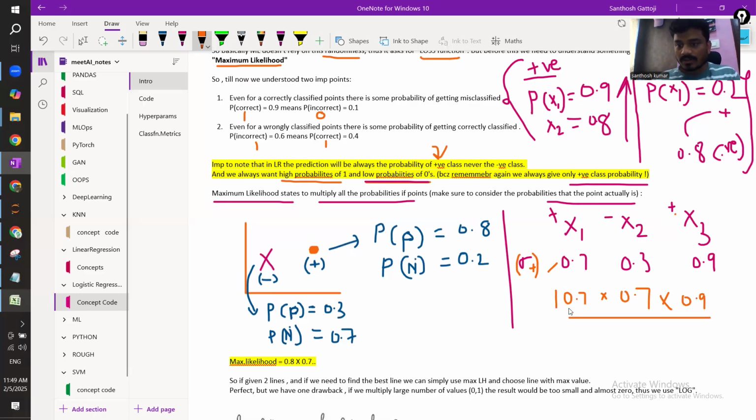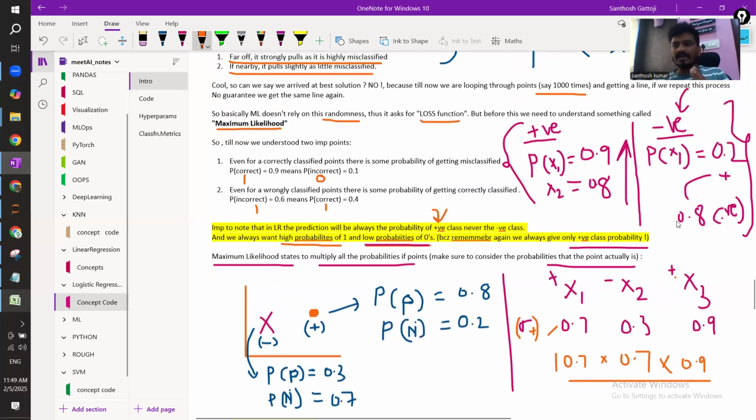The reason we call it maximum likelihood is that whatever value you are going to get, we want to get the maximum value. If that value is maximum, the better the model is. That's the reason we are taking this actual probability, because if you take 0.3 only, this value will decrease. For example, a particular point is perfectly negative class. What will be the value of this? Can you tell me?